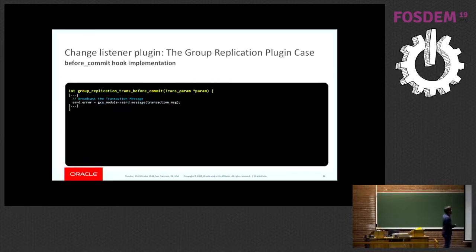This is an oversimplified version of the before commit hook. It just basically says, well, I got the caches, I did whatever I needed to do with them, and at the end of the day, I send it out to the group. I issue a send message to the group communication system. This is, at its core, that simple.